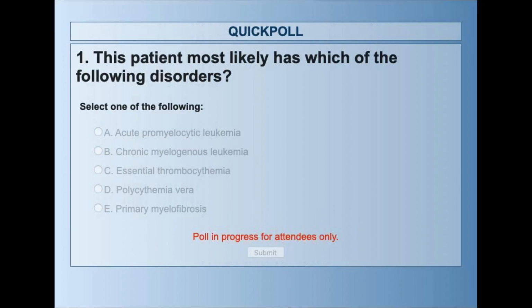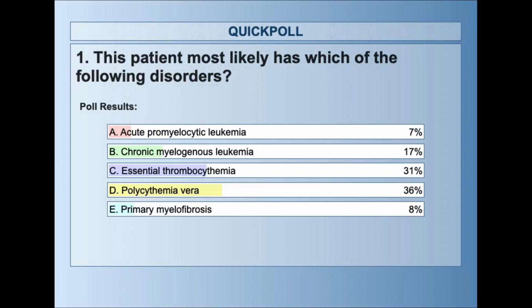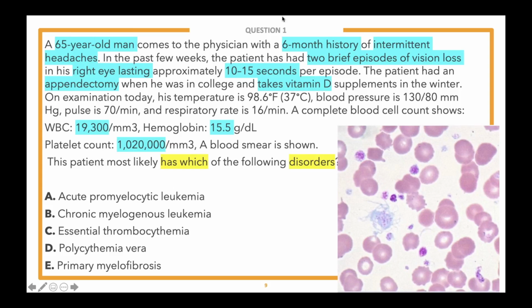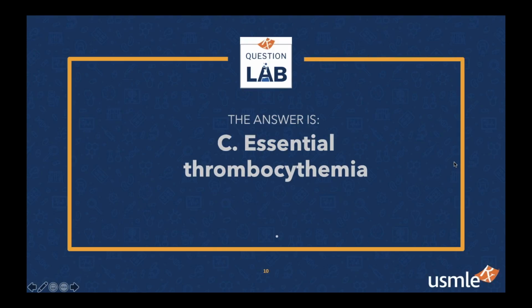All right, well, let's take a look and see what you selected. It looks like 36% of you selected polycythemia vera and 31% of you selected essential thrombocythemia. So let's see what the correct answer is. And the correct answer is C, and 31% of you got it right. But let's make sure you got it right for the right reasons. If you didn't get it right, don't worry. If you pay attention to Paras, you will get it right on test day.